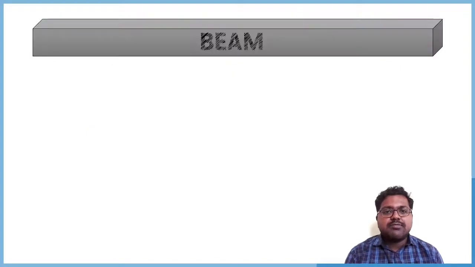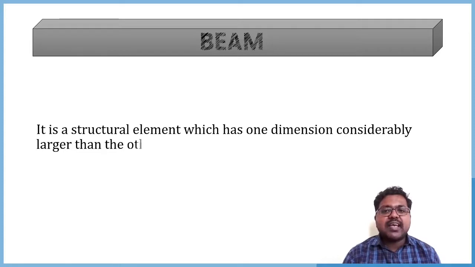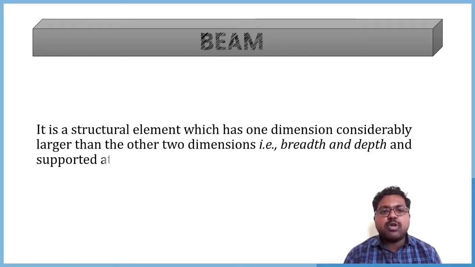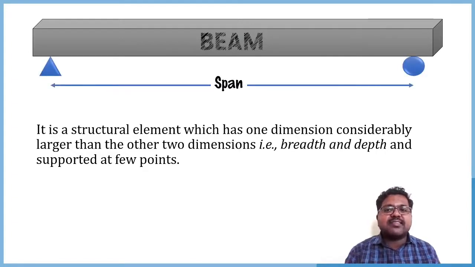So, first, if we consider a beam, what is a beam? If we see the definition, it is a structural element which has one dimension considerably larger than the other two dimensions. Like if we take the length of a beam, it is very big when compared with the breadth and width of that beam, and it is supported on a few supports. The distance between the supports in a beam is called the span.